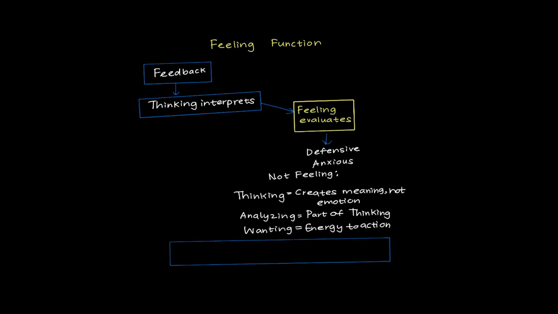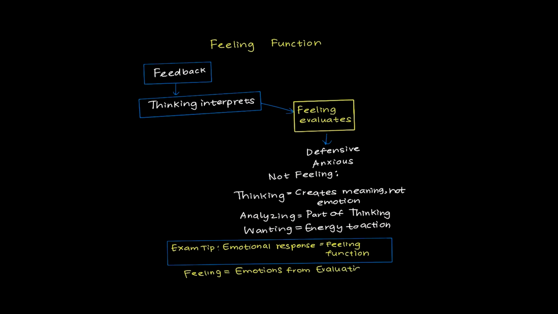Here's a WGU D265 OA exam tip for you. Emotional responses like defensiveness, anxiety, or joy come from the feeling function monitoring our interpretations. Quick recall hook. Feeling equals emotions from evaluation.